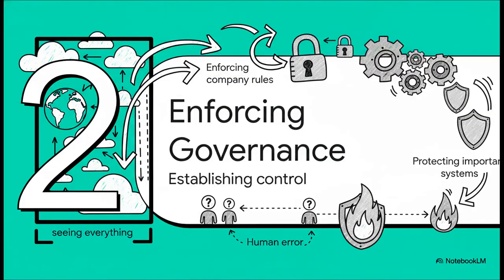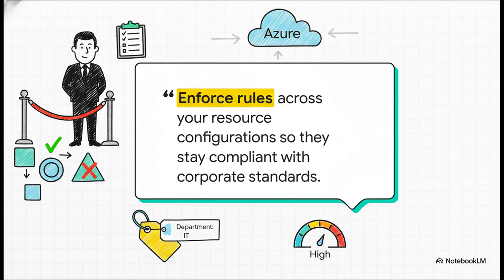Let's move on to Chapter 2. Now that we can see everything, how do we actually control it? How do we enforce our company's rules, make sure we're compliant, and protect our most important systems from simple human error? The first tool for this is Azure Policy, and it's basically like a bouncer for your Azure environment.